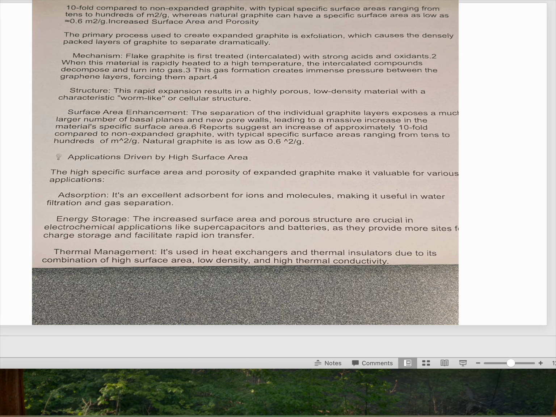The primary process used to create expanded graphite is exfoliation, which causes the densely packed layers of graphite to separate dramatically. What's the mechanism? Flake graphite is first treated, intercalated, with strong acids and oxidants. When this material is rapidly heated to a high temperature, the intercalated compounds decompose and turn into gas. This gas formation creates immense pressure between the graphene layers, forcing them apart.